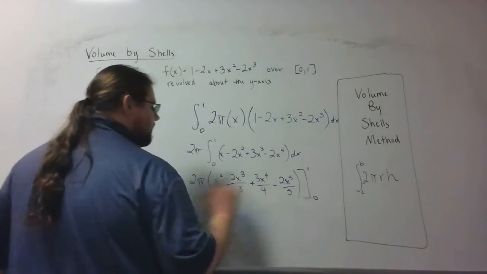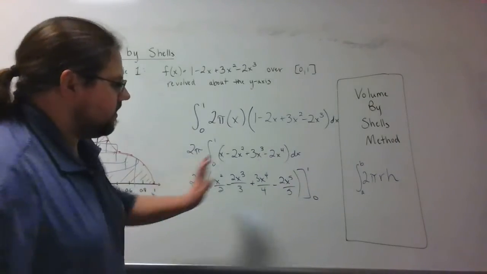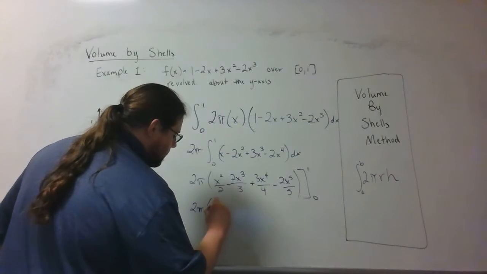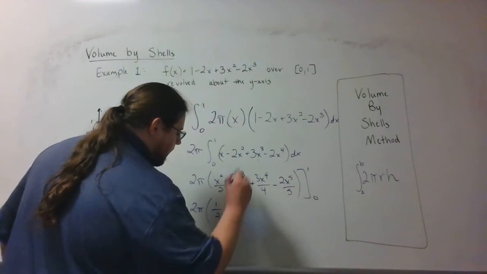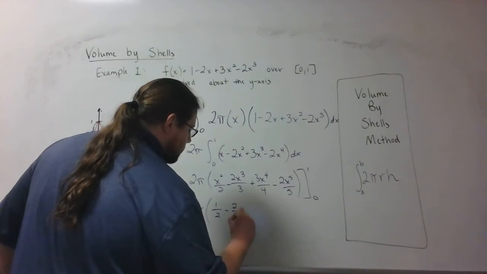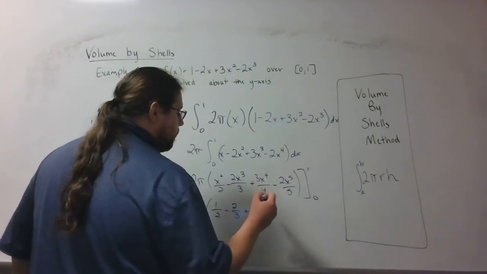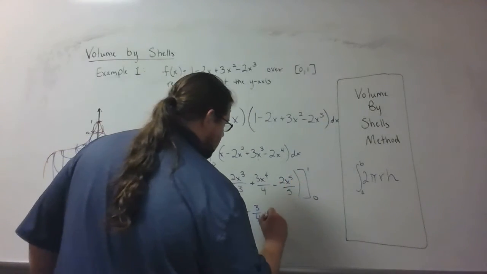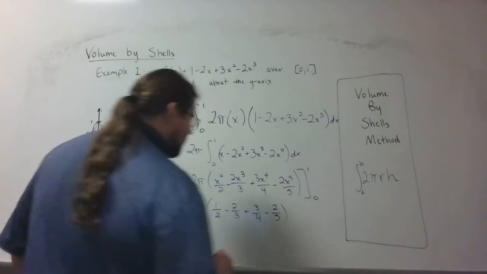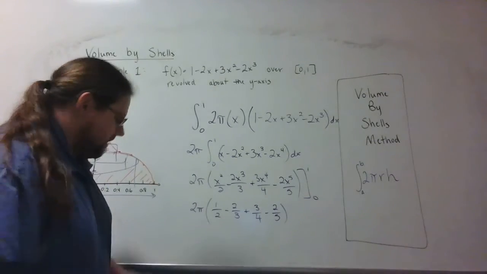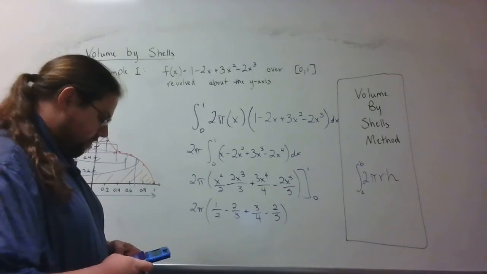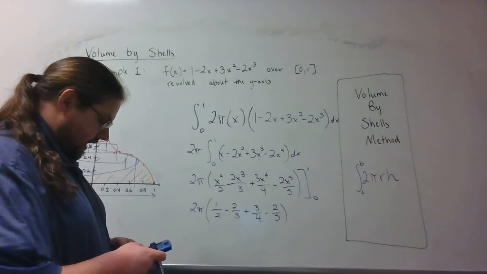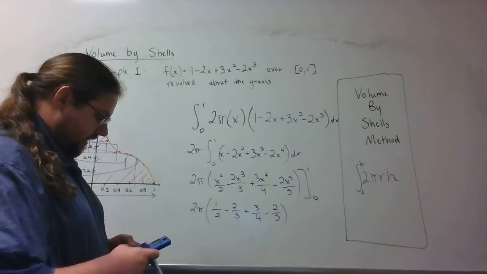If I were to plug in 0, nothing would be left over. So I'm just going to plug in the 1s, and that should end up pretty nicely. So 2 pi times 1 squared, which is 1, over 2, minus 2 times 1 cubed, which is just 2, over 3. 1 to the 4th is just 1, so that's 3/4. 1 to the 5th is just 1, so that's 2/5. Just add them all together. So I've got 1/2 minus 2/3 plus 3/4 minus 2/5 is the final thing.